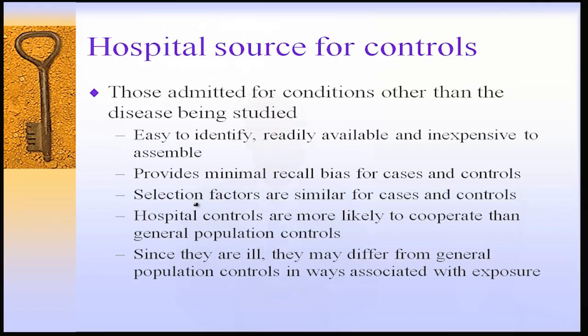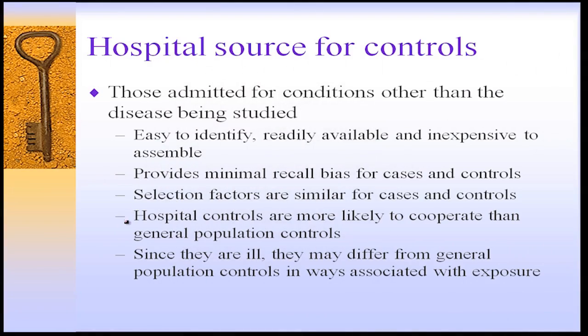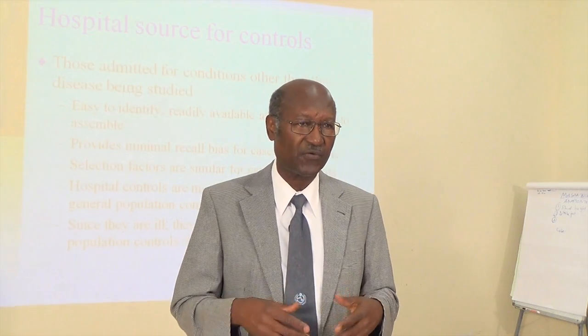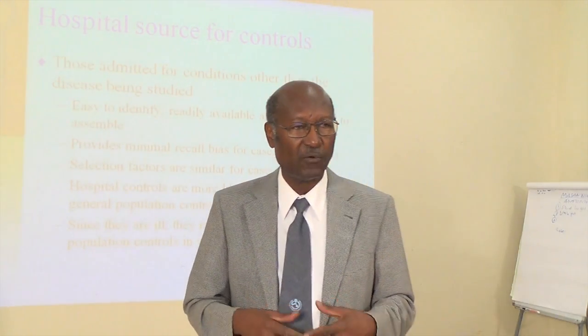Selection factors are similar for the cases and the controls. Therefore, they are working under the same kinds of characteristics and conditions. Hospital controls are more likely to cooperate than general population controls because they are there in the hospital and they are sick, they are looking for treatment, and therefore they are more cooperative than general population controls.